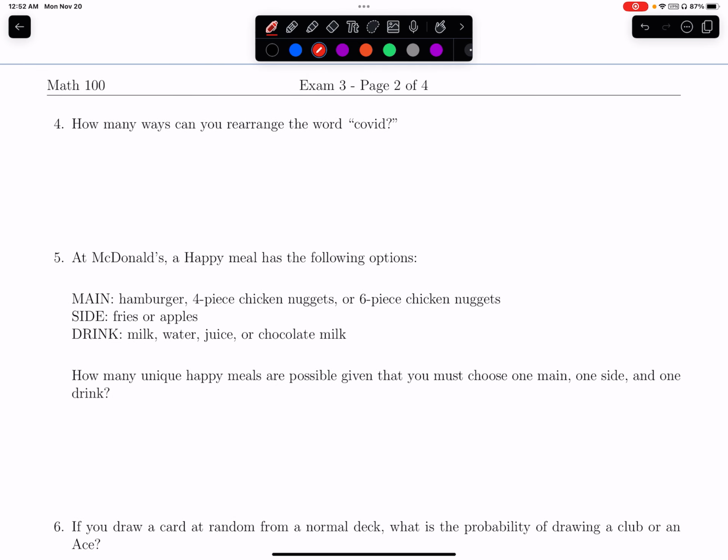Number 4, how many ways can you rearrange the word COVID? There's 1, 2, 3, 4, 5 letters and they're all distinct. So it's a simple counting question. It's just 5 factorial. And what is 5 factorial? It's 120. So 120 ways.